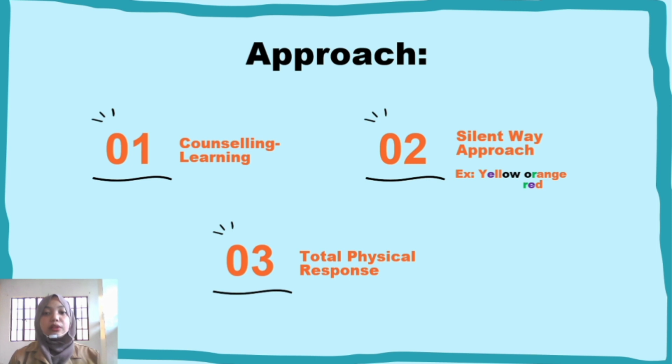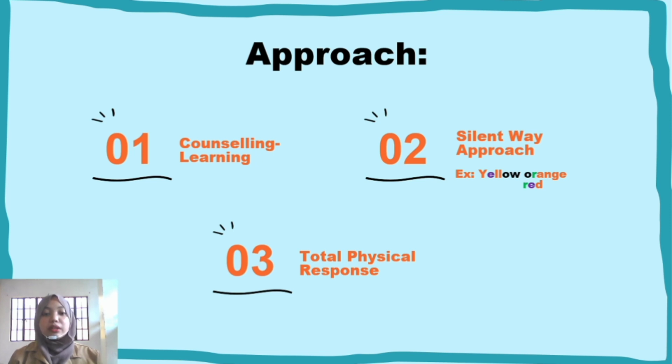So that is how the silent way approach works. The teachers will only initially read the passage, and then the learners will have to analyze the passage through the colors incorporated with the pronunciation of the language.